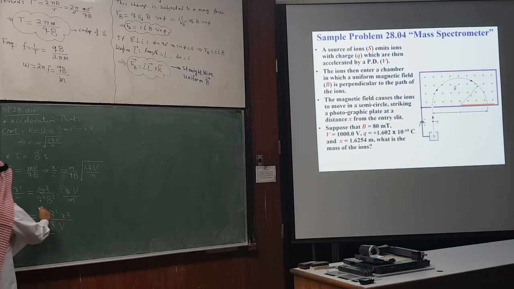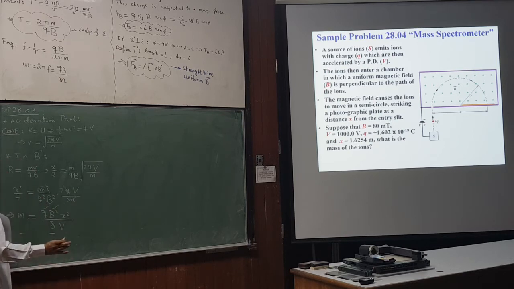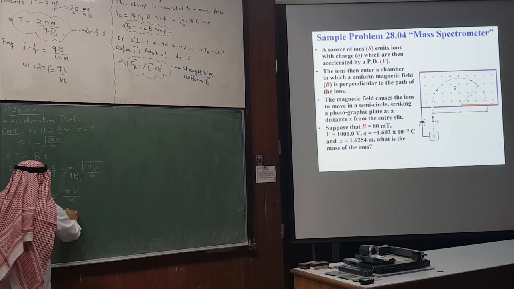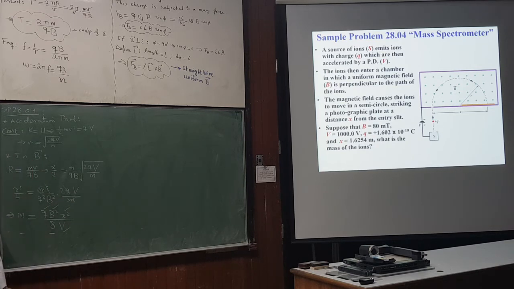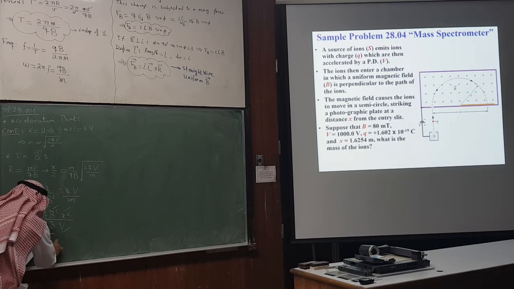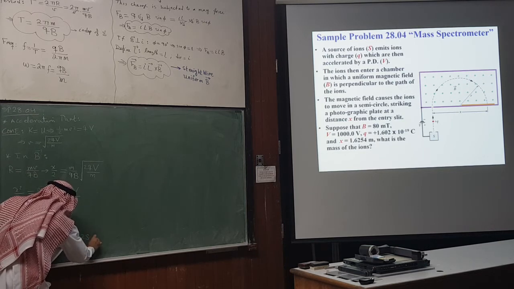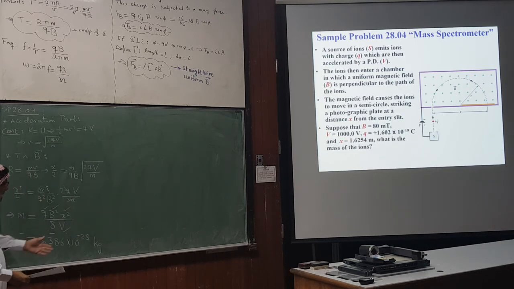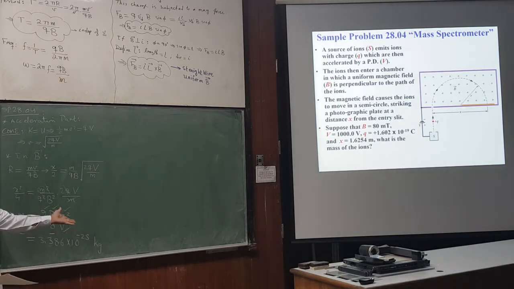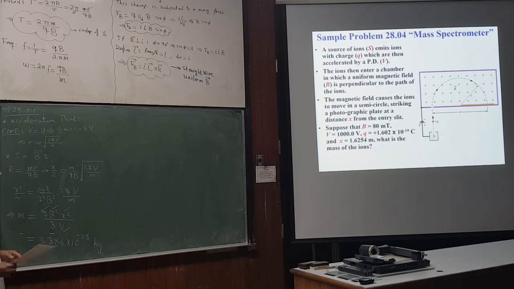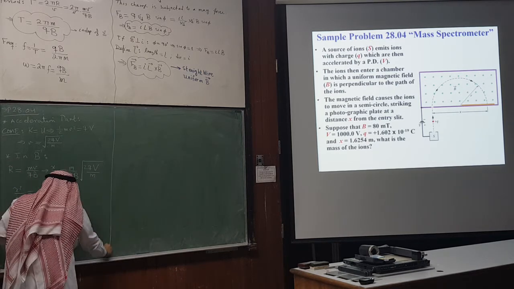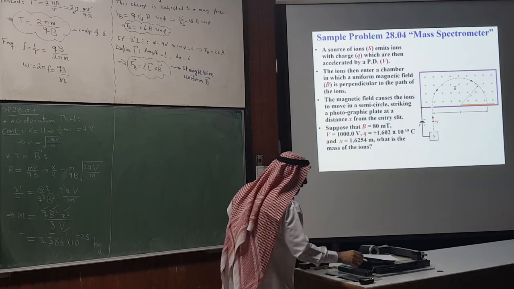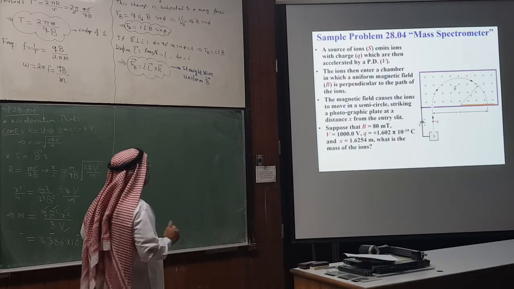Now substitute the values. q is given, 1.6 times 10 to the minus 19, the magnetic field 80 millitesla. x is 1.6254, that's given. The acceleration potential is 1000 volts. Put all of these in here, and you will find that the mass of this particular ion is equal to 3.386 times 10 to the minus 25 kilograms. Okay, an extremely small mass, you can never measure it with an ordinary balance. So here we use magnetic techniques to measure the mass of the atom. So we have these two problems on separating charges, the chip point and the mass spectrometer.